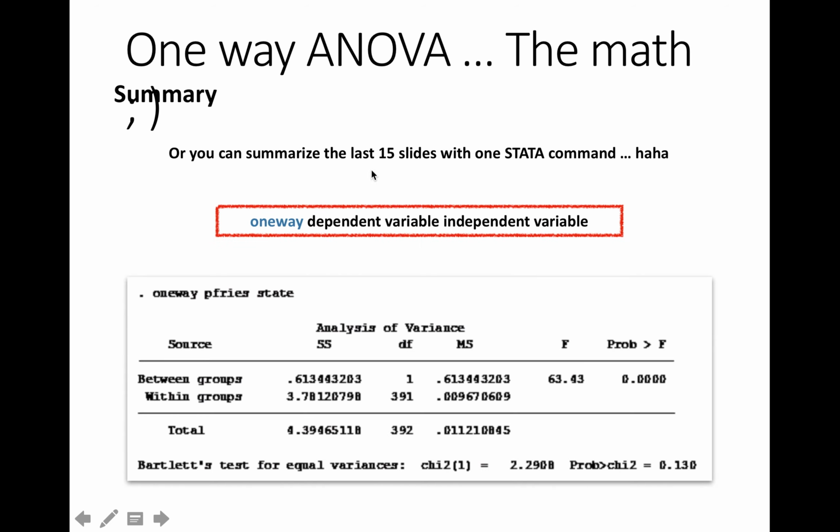Or you can summarize the last 15 slides with one Stata command, which is much easier, right? Which is the oneway ANOVA Stata command, which is oneway, dependent variable, independent variable. You put that and you'll get your Stata ANOVA table, which will show you between groups, within groups, sum of squares, degrees of freedom, mean squares. When you divide your mean square of your between groups by the mean squares of your within groups, you'll get your F statistic, and your F statistic is compared with the critical value. Stata does this automatically, and here you'll have your p-value, which is significant, obviously.